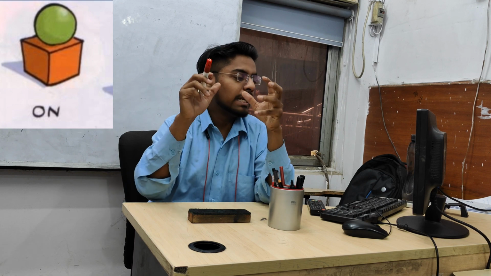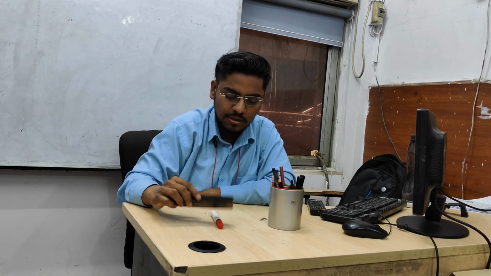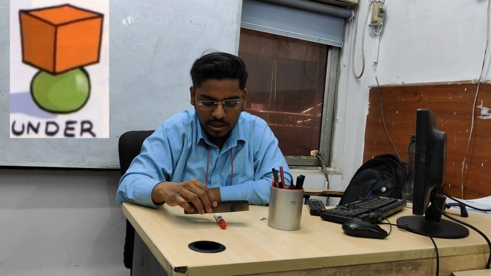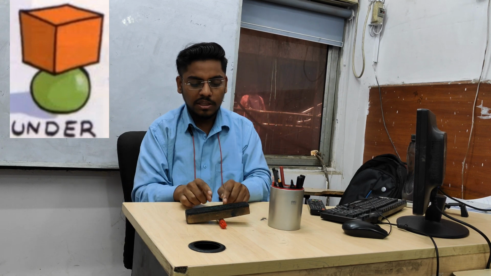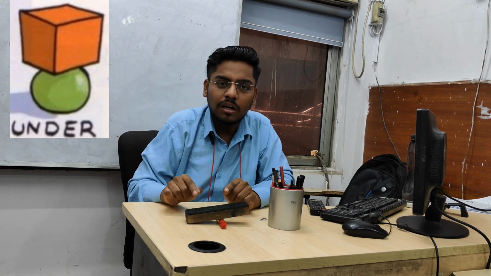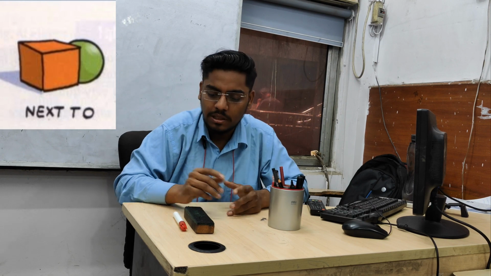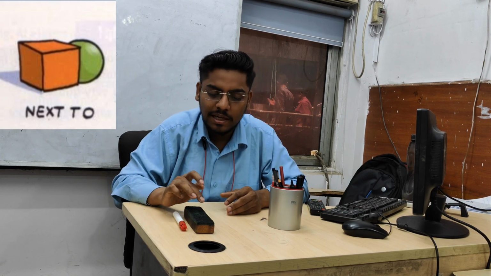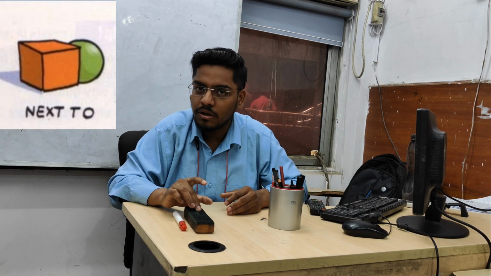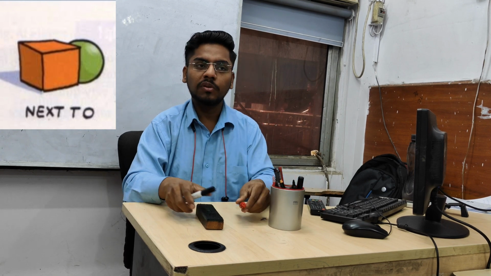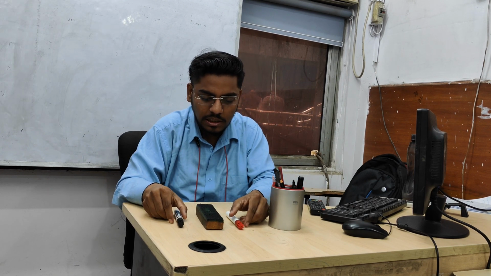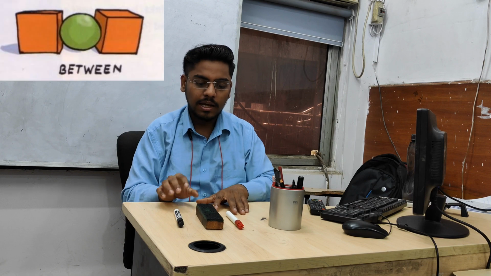Got it? Next example, if I put this and then after that I put this on top, that means this marker is under the duster. Got it? Yes or no? Okay. Now I put this marker over there and I will put the duster over there. That means this marker is next to this. Got it? Between. As you can see, I've kept two markers and the duster.